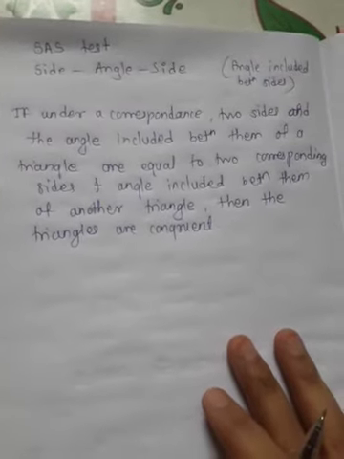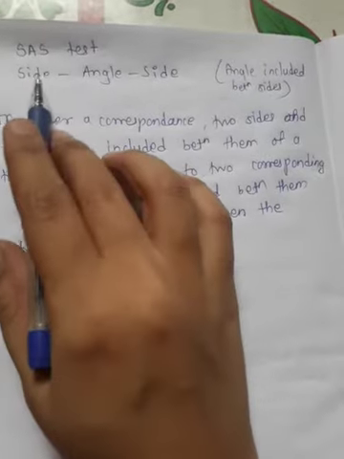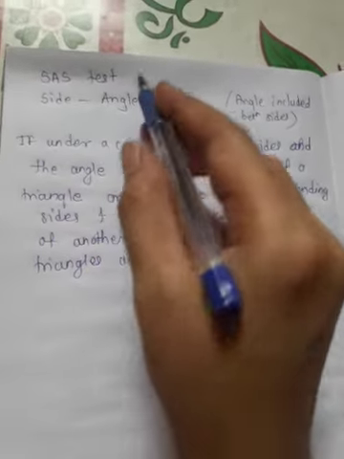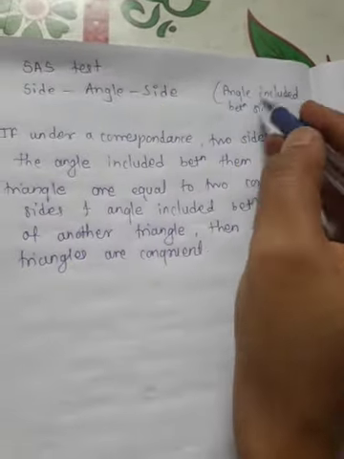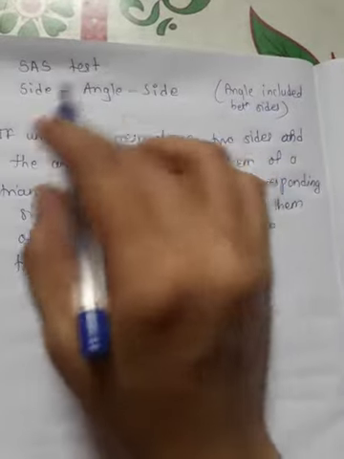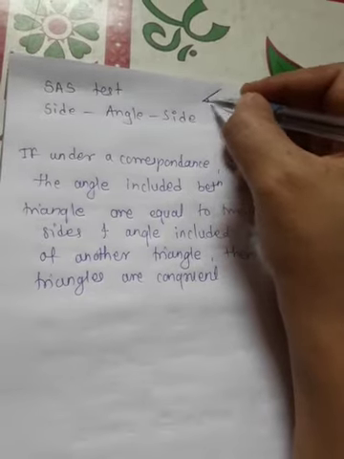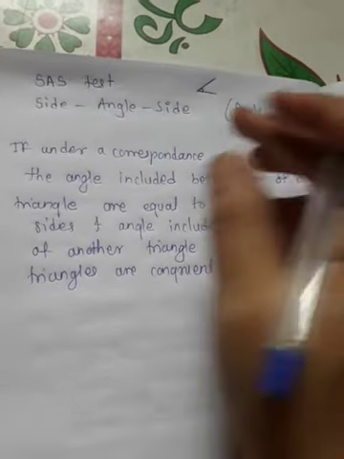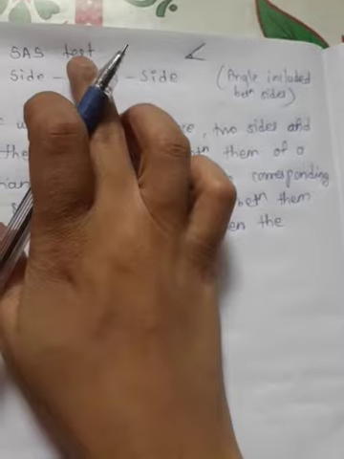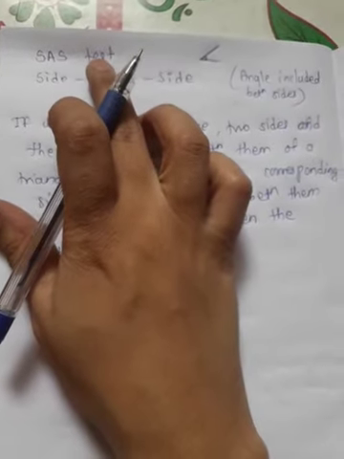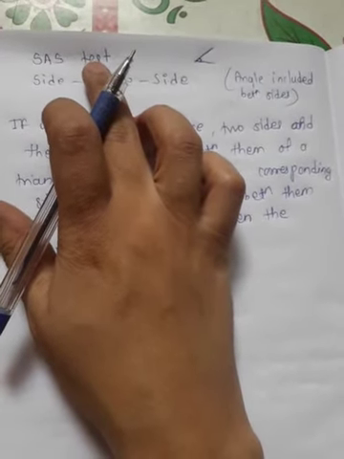Hello students, let us see the next test, that is SAS. SAS means side angle side test, and this angle must be included between these two sides. Okay, see here, this angle must be included between these two sides. So here, by the SAS test, we can check whether the given two triangles are congruent or not.